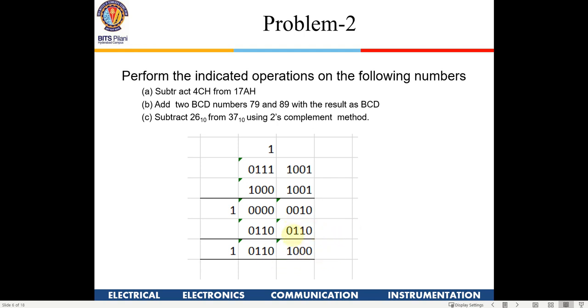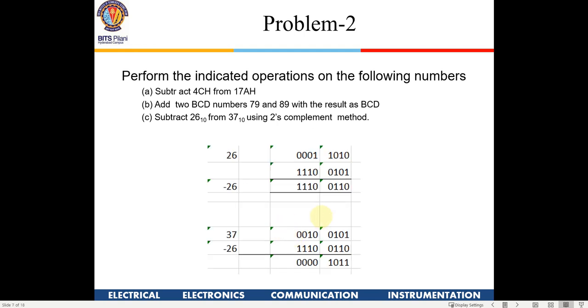Okay. So this is the third problem. What we have is 2's complement. So you are subtracting 26 from 37. So 26 is the binary representation of this. To get the 2's complement, you invert all the bits here and then add 1. So you get the 2's complement, and then subtraction is just adding the 2's complement here.